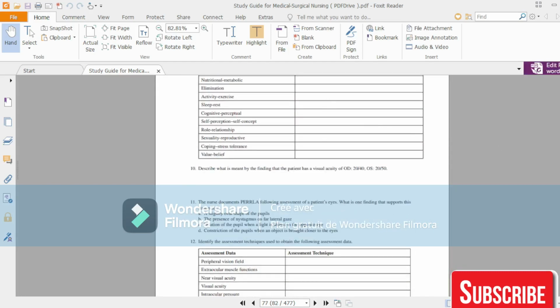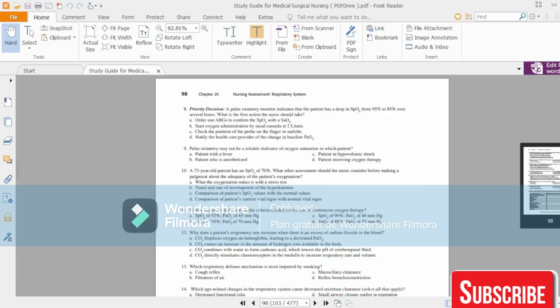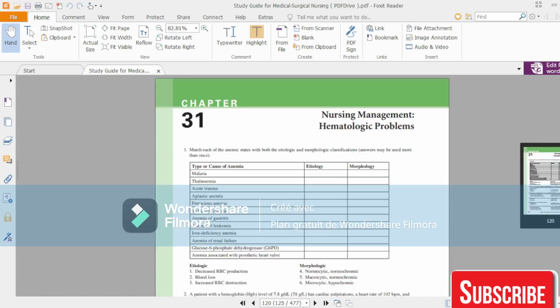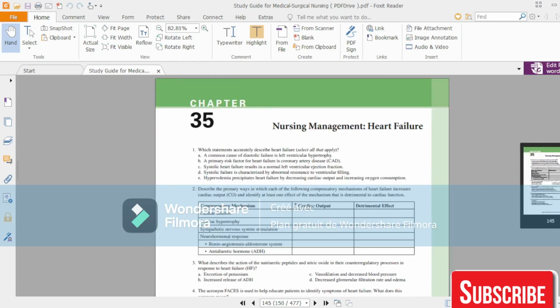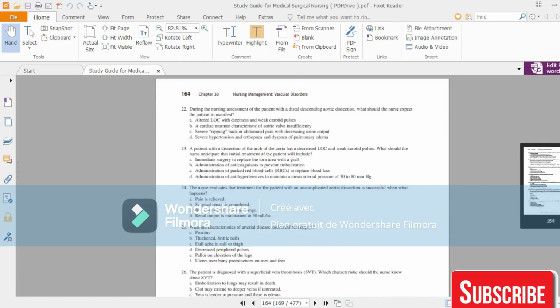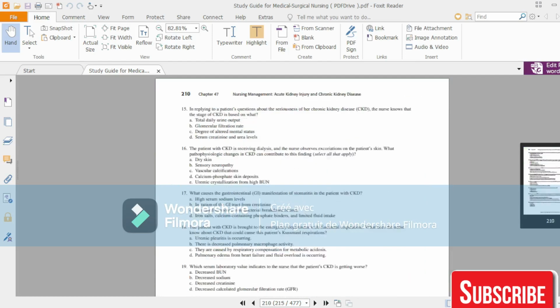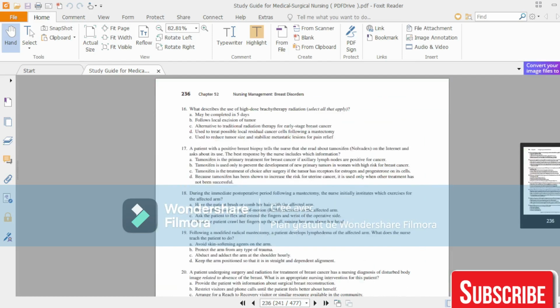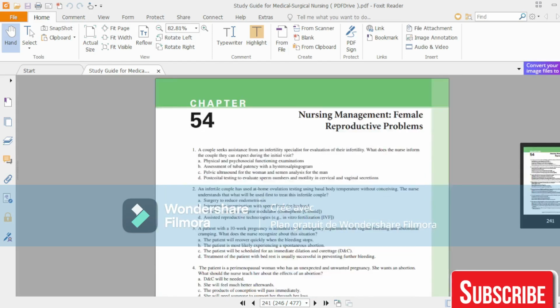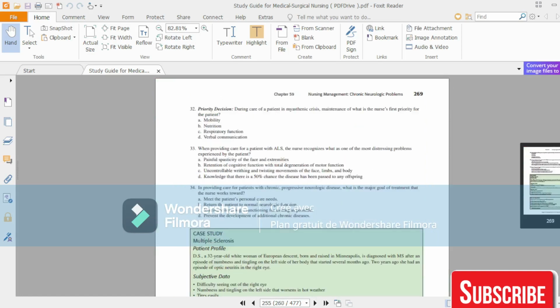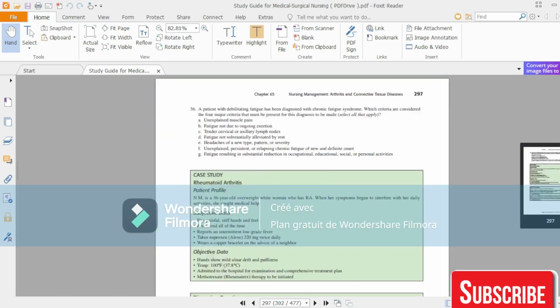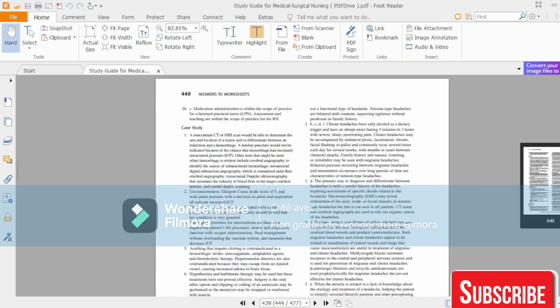So if we move into the other chapters, as you can see, until chapter 31, 32, 35, nursing management, chapter 41, 43 for the nursing management lower gastrointestinal problems, 47, 49, as you can see, 53, sorry, the 60, until we complete the guide.